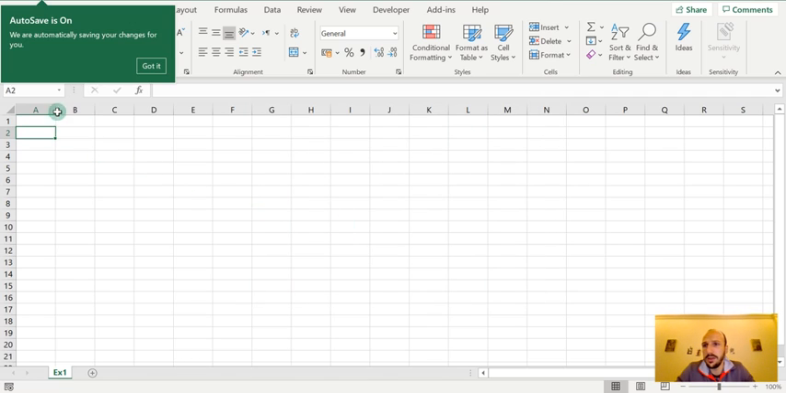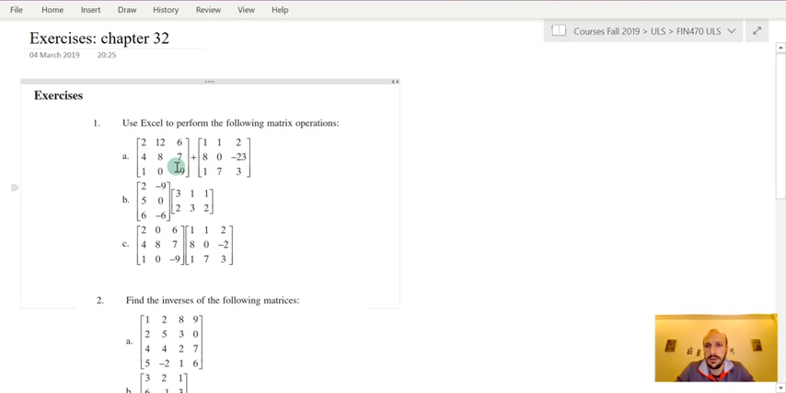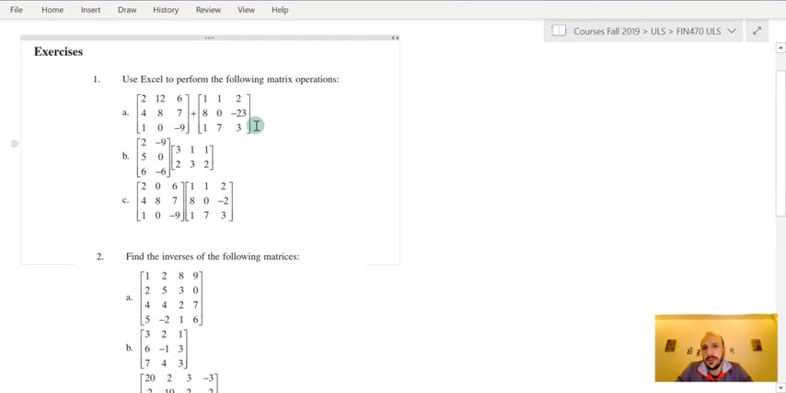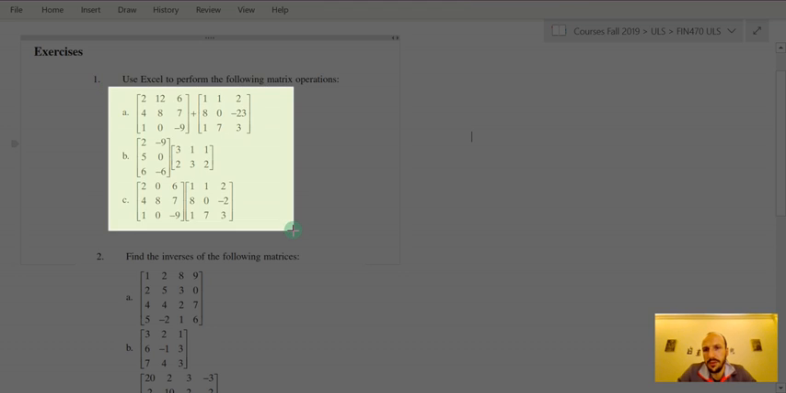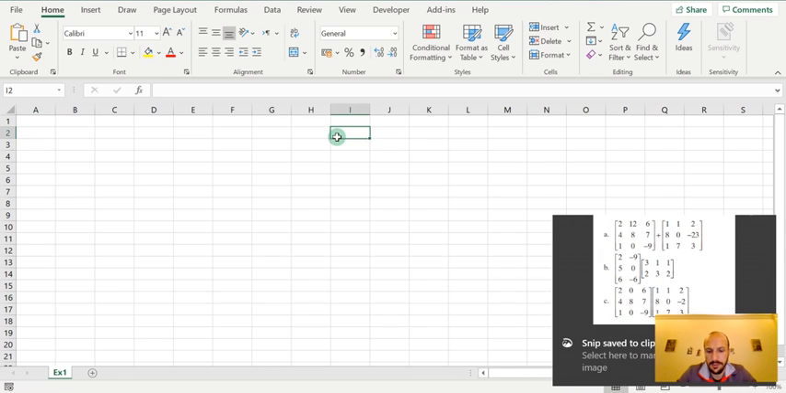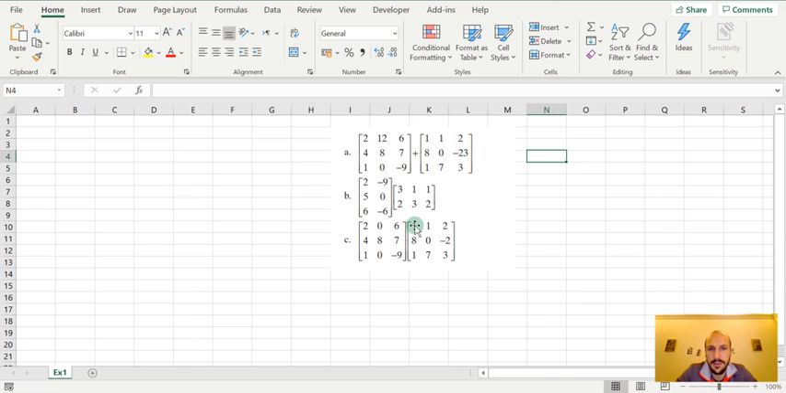The first question here is the following. We have these two matrices and we want to add them. Using Excel, we can do it manually, but we will try to use Excel to do it. So we have to copy each of these matrices, I will just copy them and put them here. Okay, so we have these A, B, and C questions.